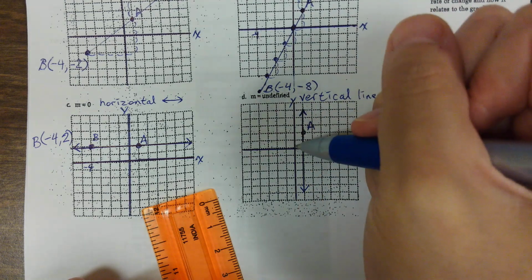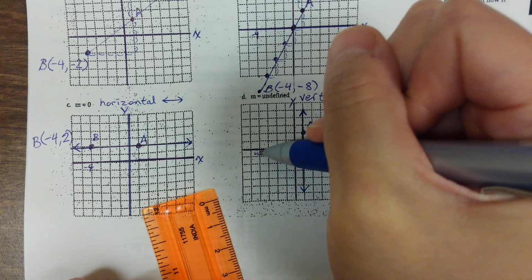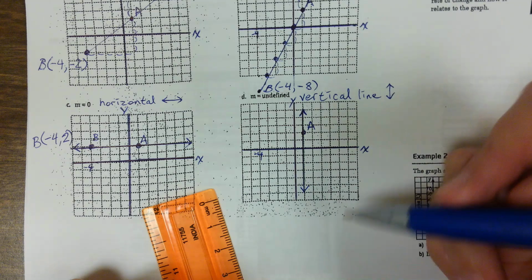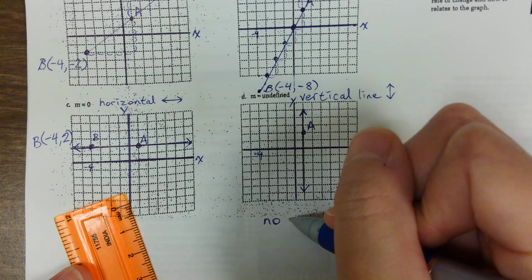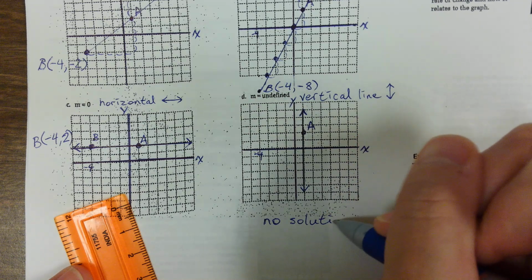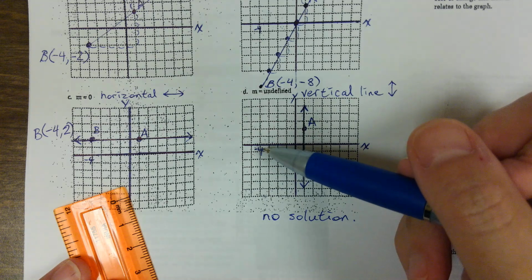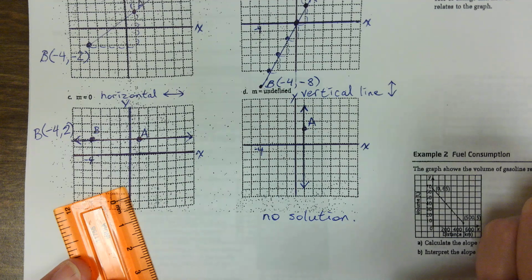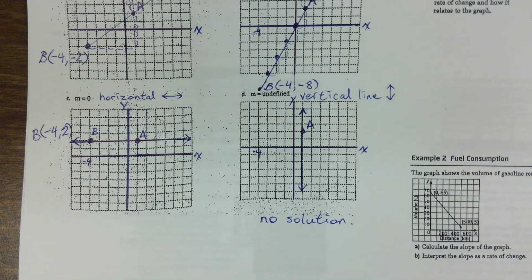Okay, so 1, 2, 3, 4. So when will it cross -4 for my x? It will never. So therefore, there's no solution. Okay, you cannot have a coordinate with -4 and something and pass through this point with a vertical slope, with an undefined slope. Okay. So that's example 1 right there.